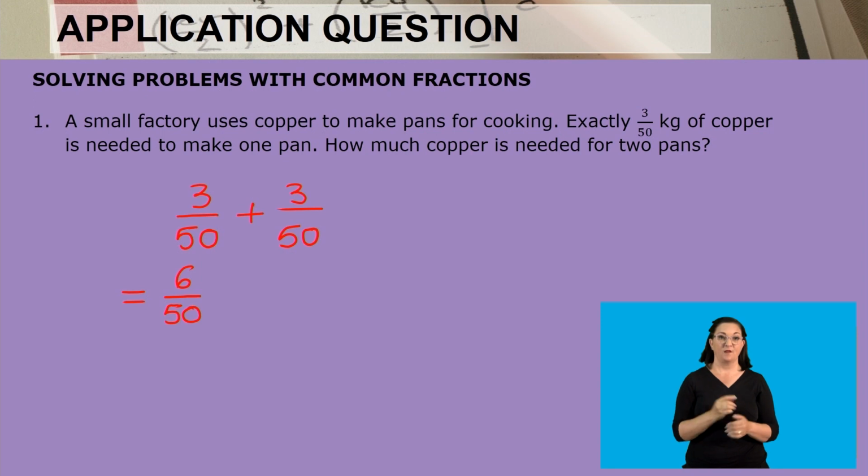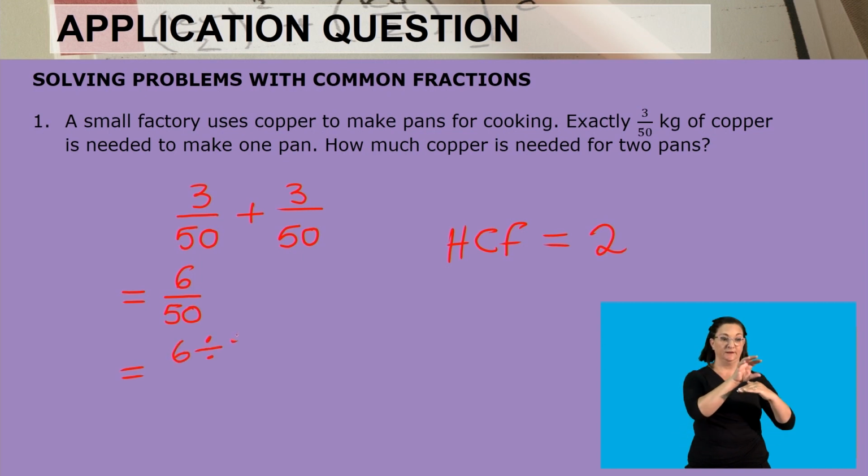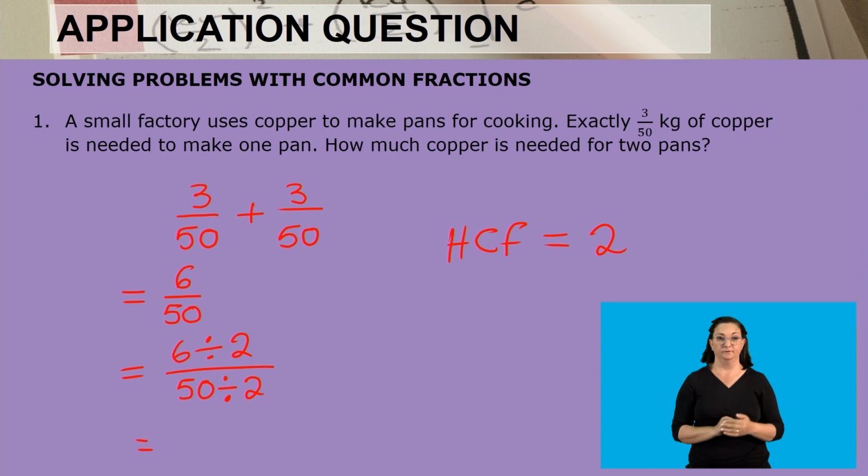If we look at that answer, it is not in simplified terms or in its simplest form. So how do we simplify a common fraction? Remember, we need to find the highest common factor. And the highest common factor between 6 and 50 is 2. So what are we going to do? We are going to take the numerator and divide it by 2. We are going to do the same thing for the denominator and divide it by 2.